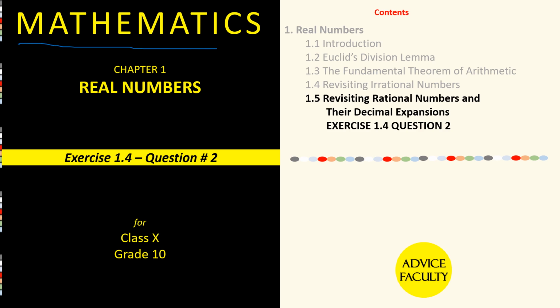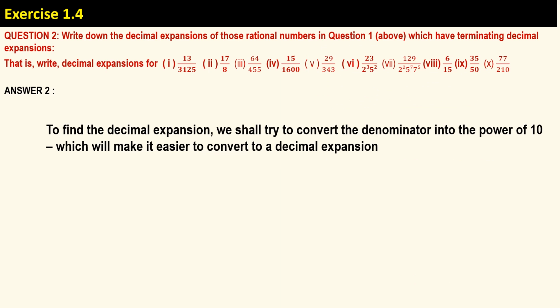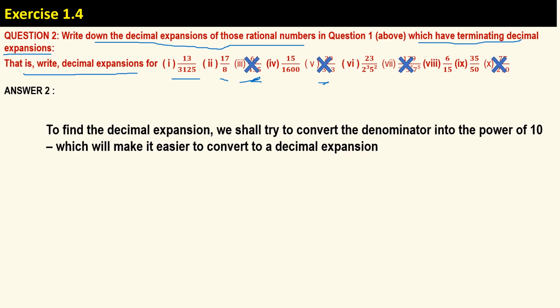Hi, welcome to this session on Mathematics, Chapter 1, Real Numbers for Class 10, Grade 10. In this session, we are covering Section 1.5, Revisiting Rational Numbers and Their Decimal Expansions, Exercise 1.4, Question number 2. The question states, write down the decimal expansions for those rational numbers in question 1 which have terminating decimal expansions. That is, write the decimal expansions for the numbers which are not crossed out here.